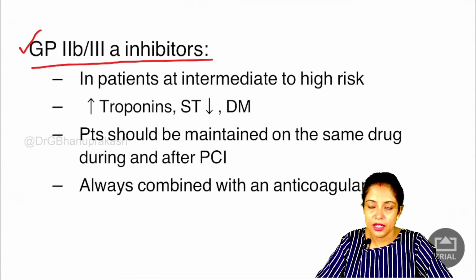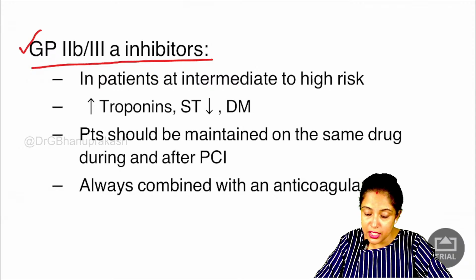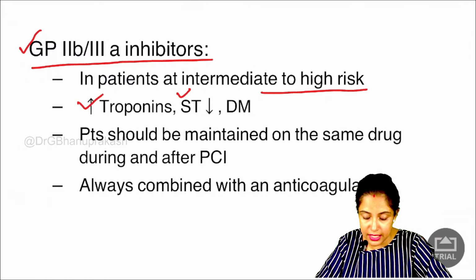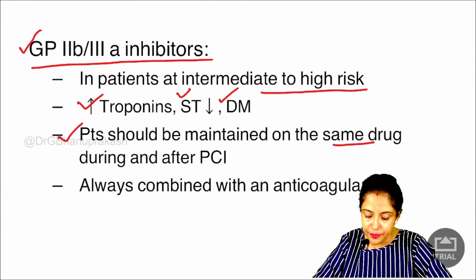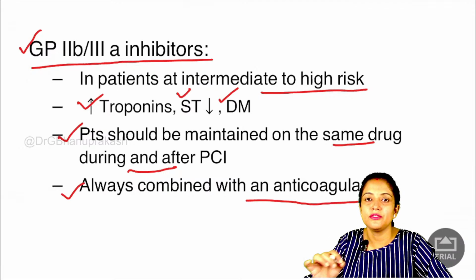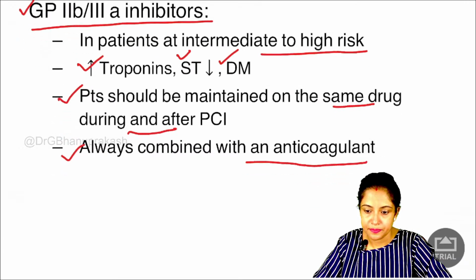GP2B3A inhibitors, as I said, we don't use so commonly. We don't use them for every patient. They are used for patients at intermediate or high risk, where the ST is depressed and troponin is raised. That means it is ischemic. It is usually used in patients with diabetes. The patient should be maintained on the same drug during and after PCI, and it is always combined with an anticoagulant.